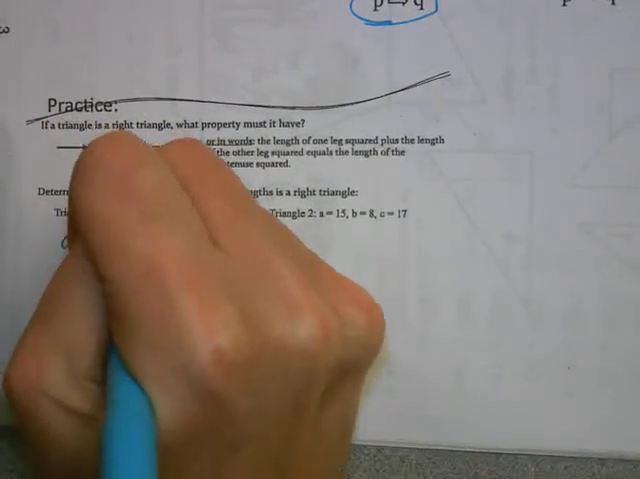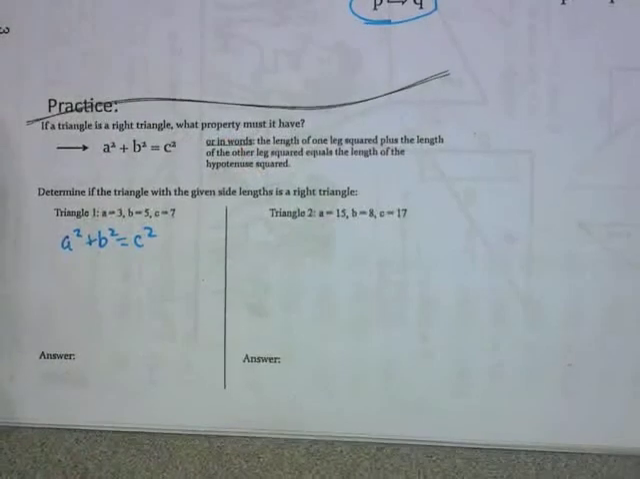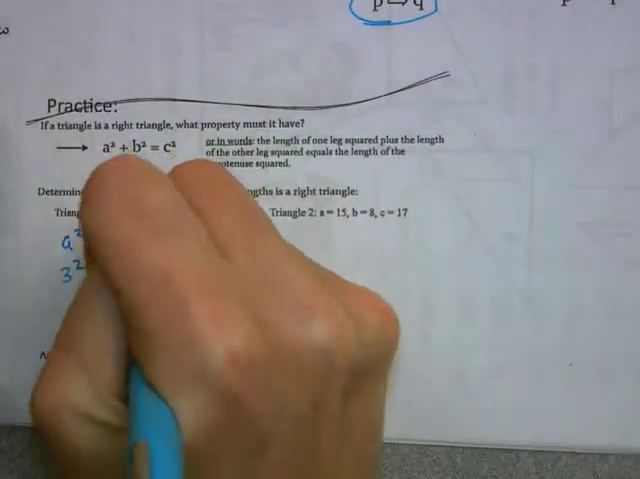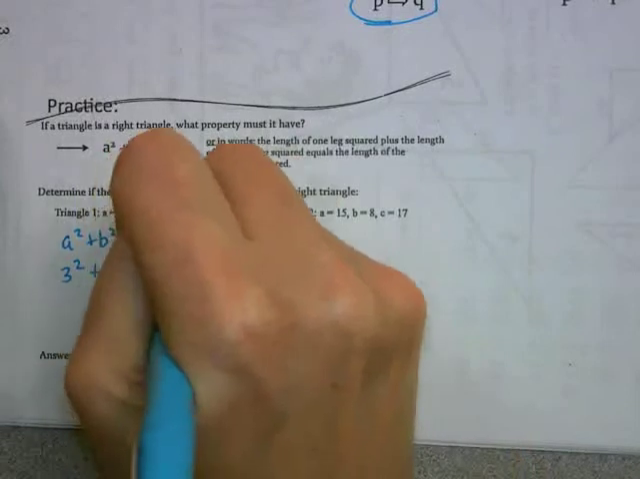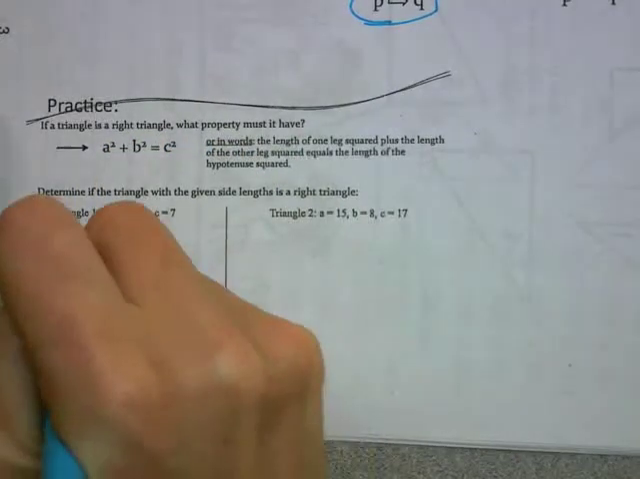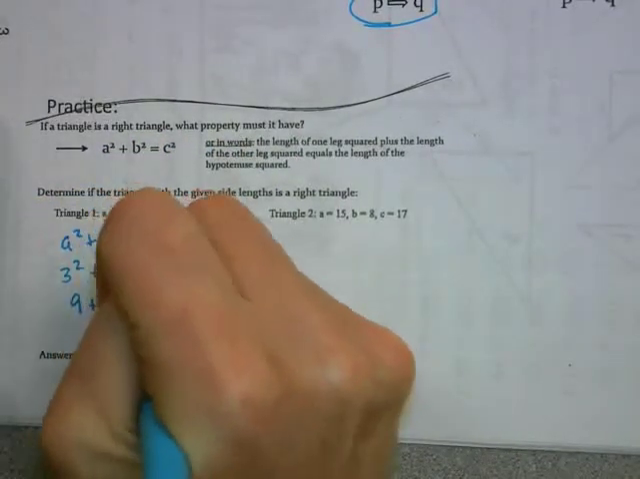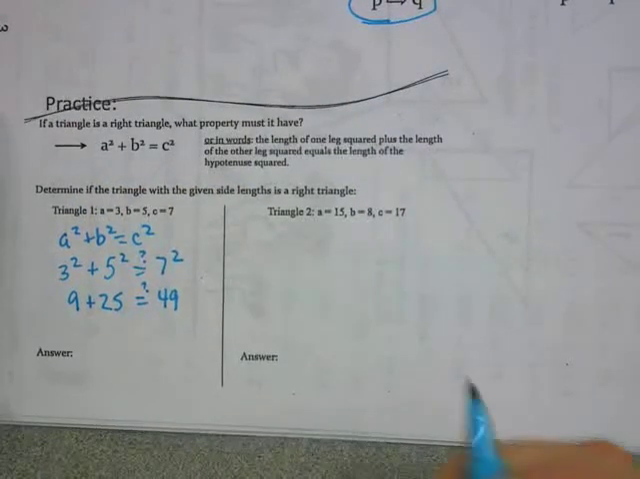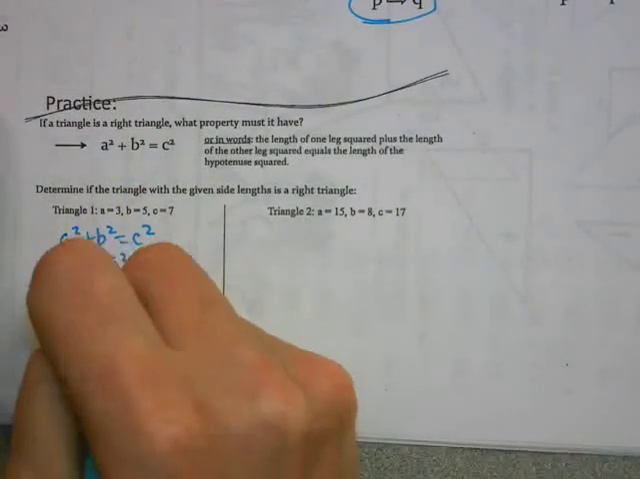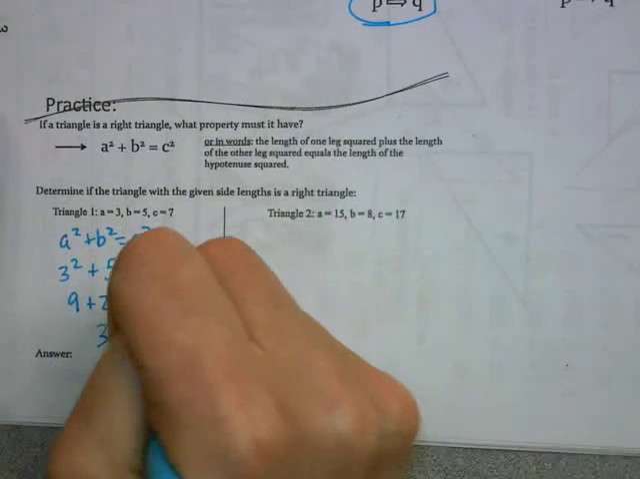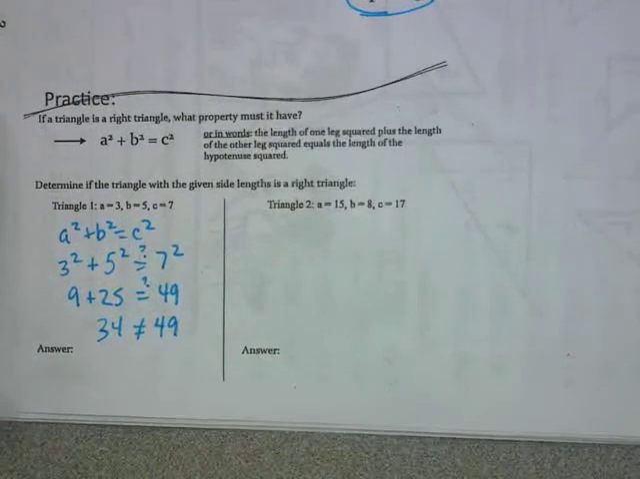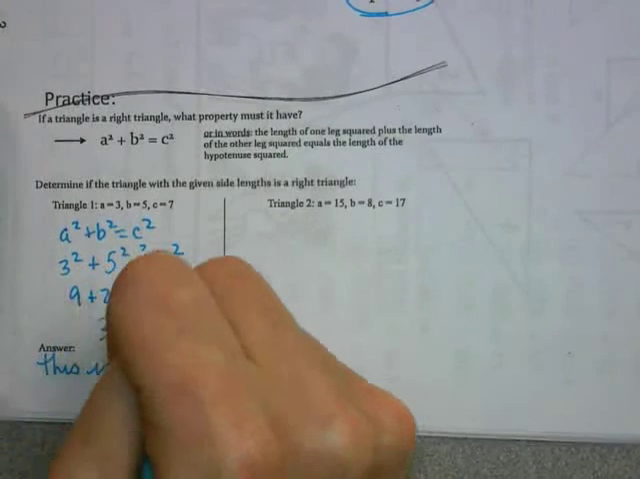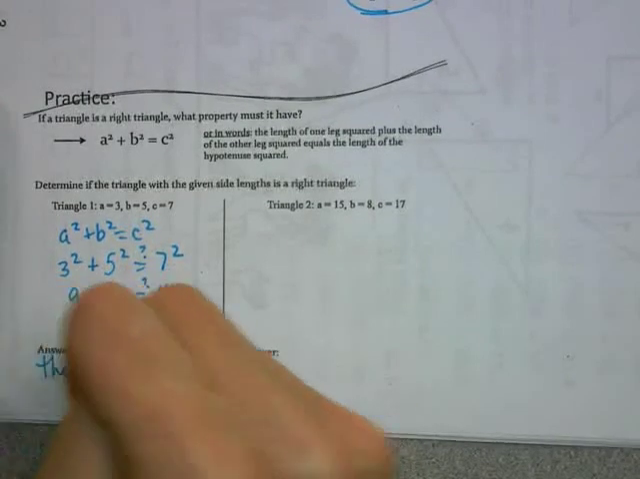Is 3 squared plus 5 squared equal to 7 squared? So is 9 plus 25 equal to 49? Well, what's 9 plus 25? 34. 34 does not equal 49, so you would say this is not a right triangle. The Pythagorean theorem doesn't work, so there's no way it can be a right triangle.